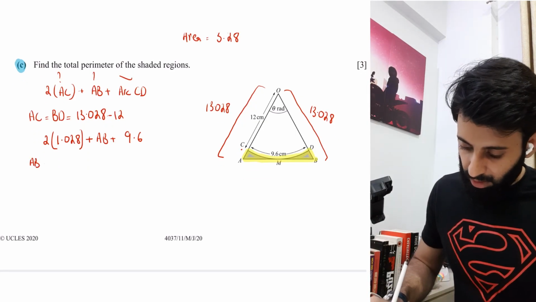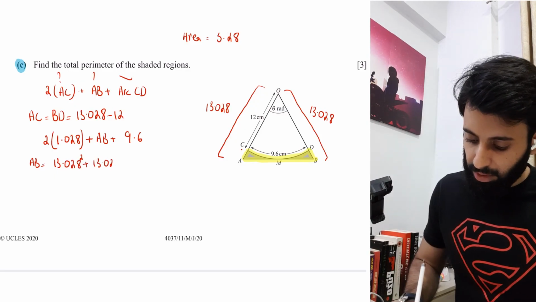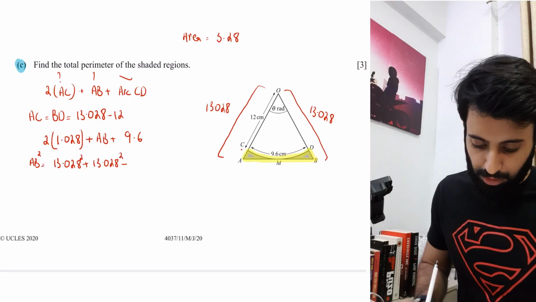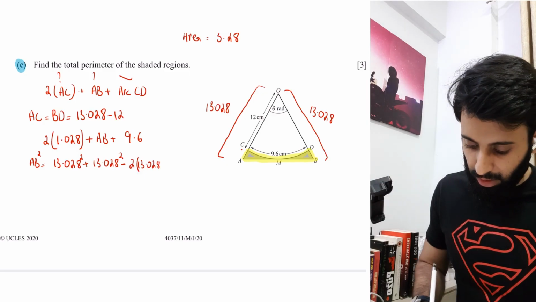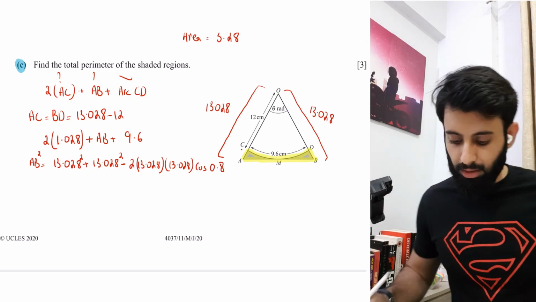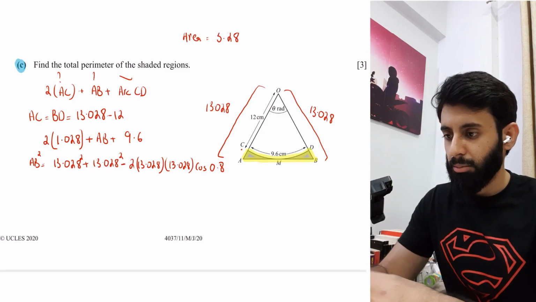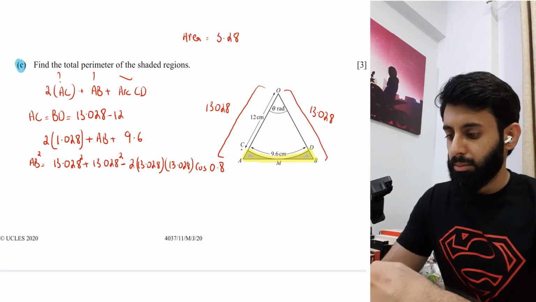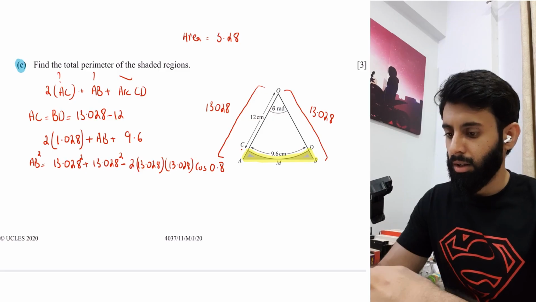So now I'm focused on AB. AB can be worked out by taking 13.028 squared plus 13.028 squared. This will be the square of AB, by the way, since we're using cosine rule. And then we'll do minus 2 times 13.028 times 13.028 times cos of 0.8. So be very careful when you're working this out in your calculator because there are a lot of decimals that you're dealing with. So 13.028 squared plus 13.028 squared minus 2 times 13.028 times 13.028 cos of 0.8.